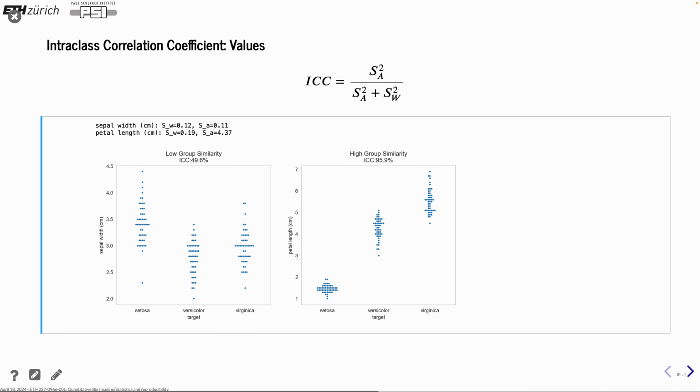So, looking at the intra-class correlation coefficient for our flowers, we can see that for the sepal width, you have a low group similarity, and that's also what you can see if you think back on the previous slide. And here on the petal length, we have an ICC of almost 96%, and they are much easier to separate.